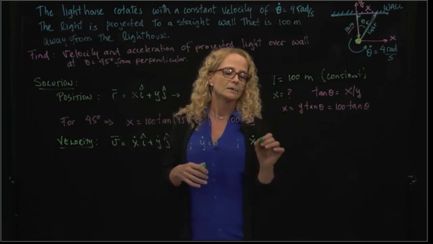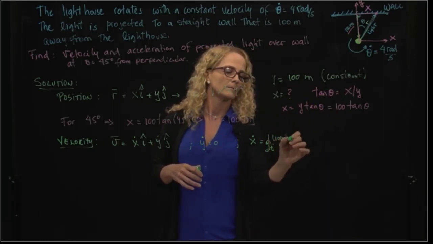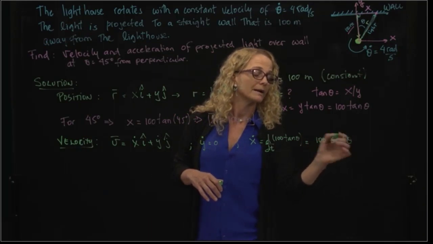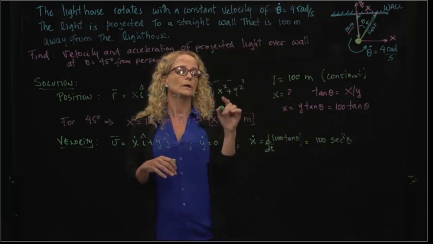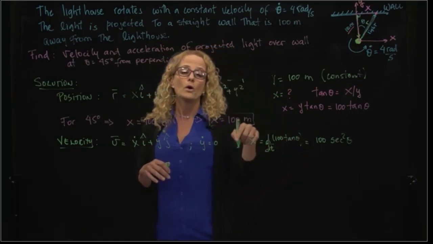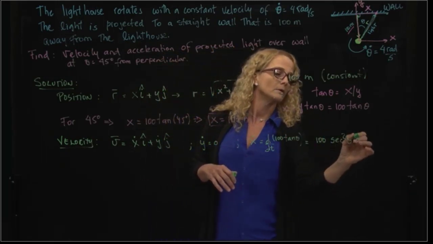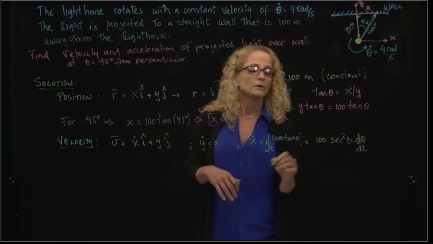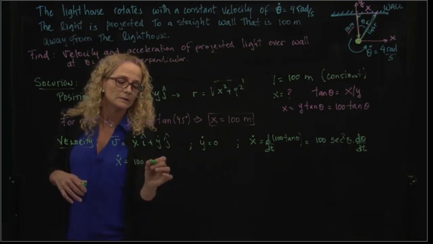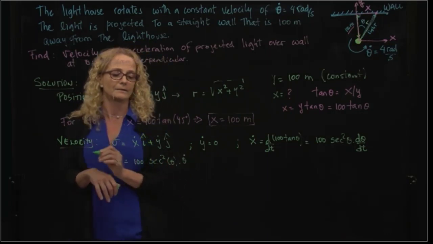We do have x, so it will be the time derivative of this expression right here. That will be 100 secant squared theta. And it's very important to understand that we are not deriving with respect to theta, we are deriving with respect to time. So we always have to put the internal derivative of theta with respect to time. Our x dot will be 100 secant squared theta times theta dot.